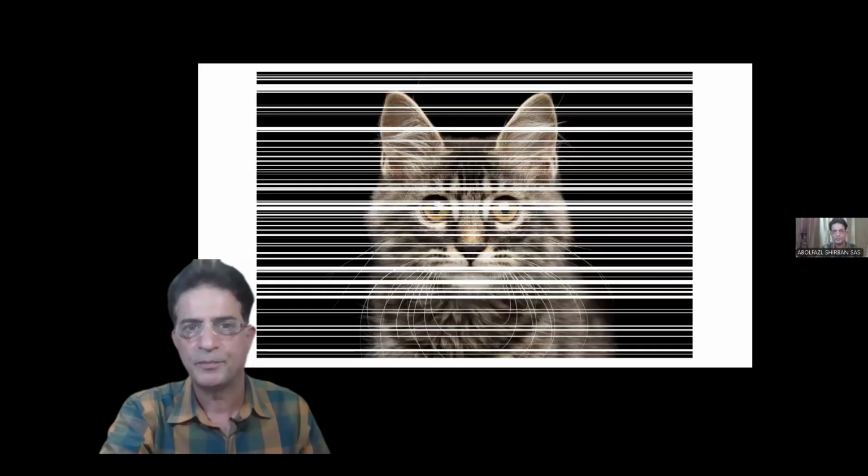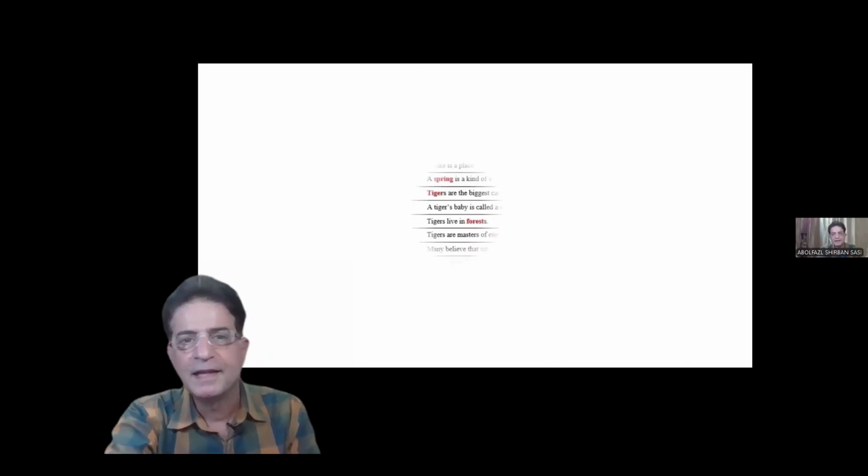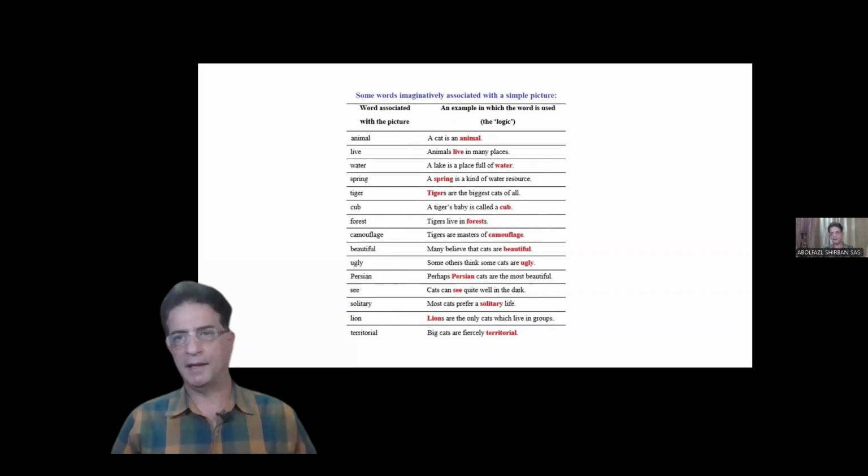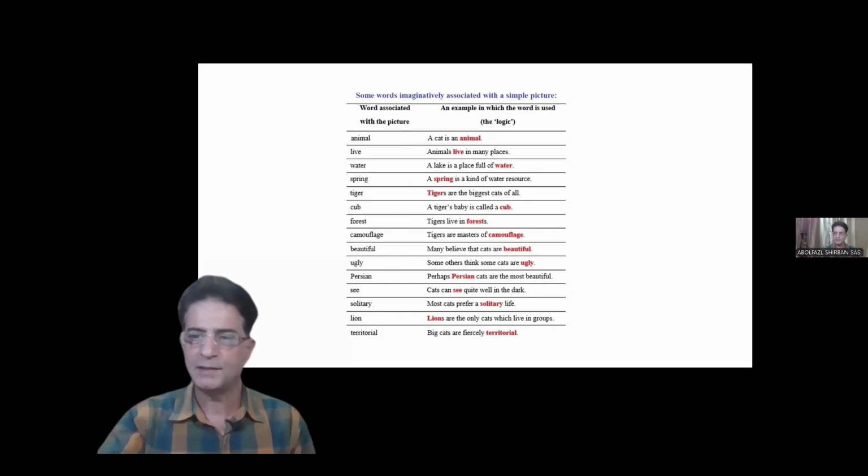nothing to stop you. For instance, let me give you an example. We have this beautiful kitten. We can say animal, live, water. So anything can be related, can be associated with any picture if you use your imagination.